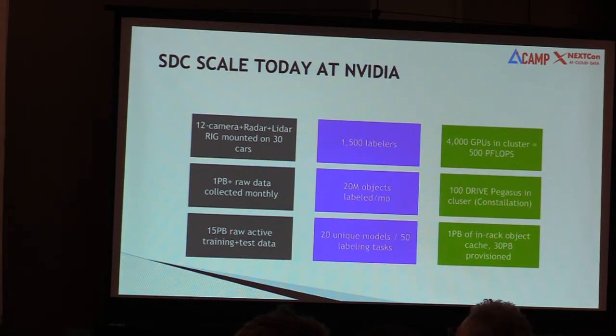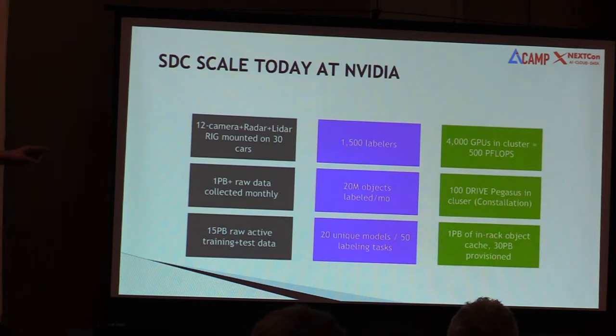So we need tons of software to make them very efficient at labeling data. We label 20 million objects a month. So it's 1 million frames, but with 20 objects on average on each of them. We have 20 unique models, 50 labeling tasks, 500 petaflops of compute in our clusters, which is 4,000 GPUs. That's the good part, it's pretty easy for us to get GPUs.